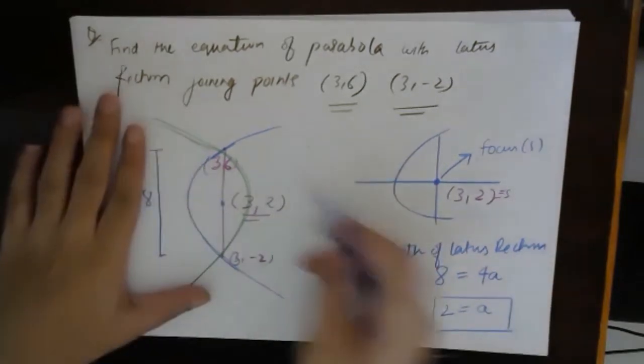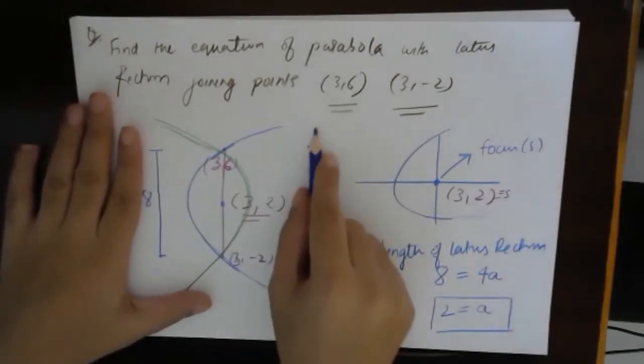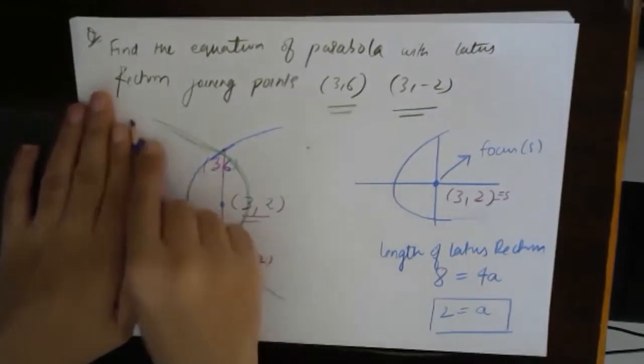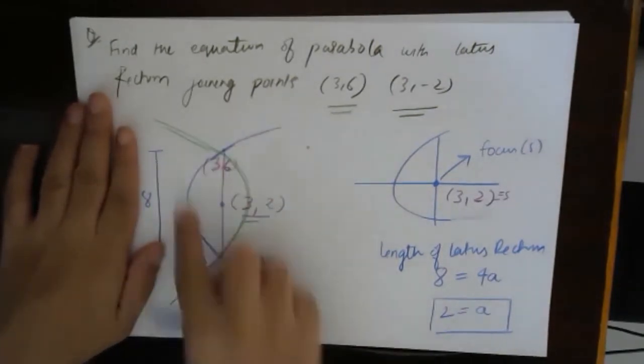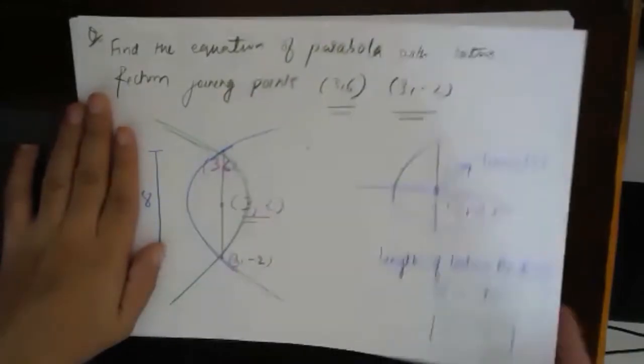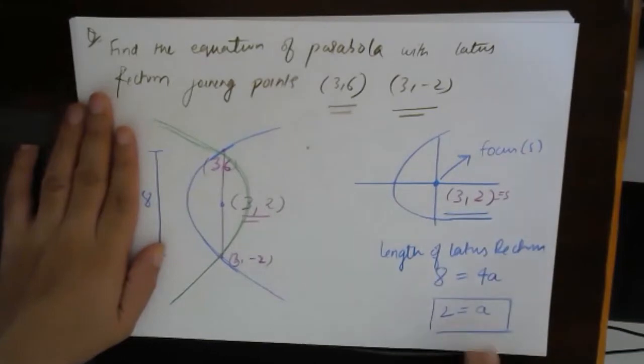Now, using these 2 pieces of information, we can find the equation of the parabola. One parabola will be of this form, and another parabola will be of this form. So let's first find this kind of parabola. The 2 pieces of information given are: the focus is (3, 2) and the value of a is 2.